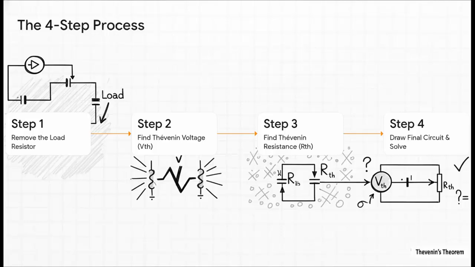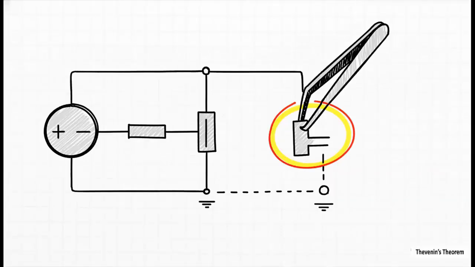See? Not so bad. First things first, we need to decide what we're analyzing. Let's say it's one specific resistor. We'll call that our load. So step 1, we just pluck it right out of the circuit. This leaves two open terminals, which is perfect because it lets us peek inside and see how the rest of the circuit behaves from that exact spot.